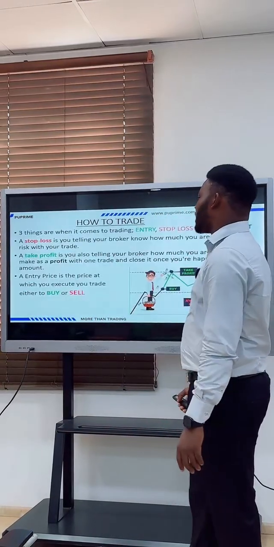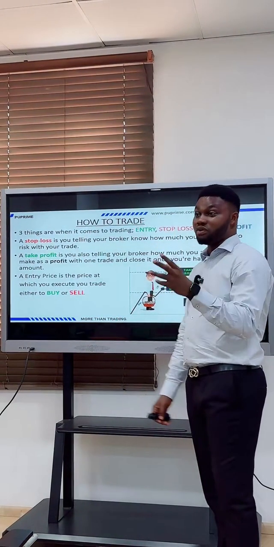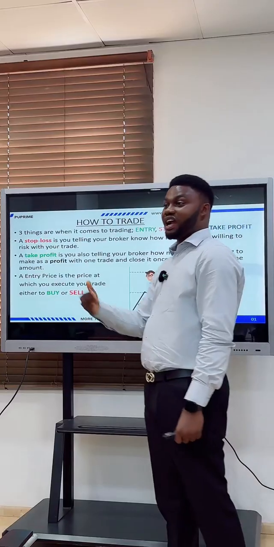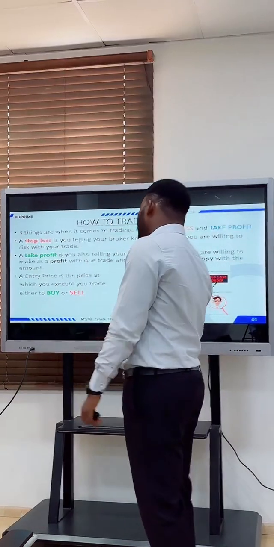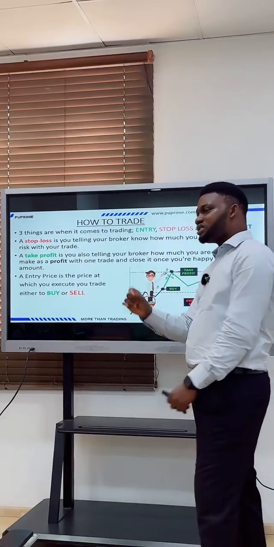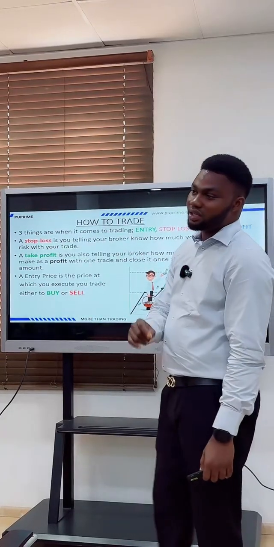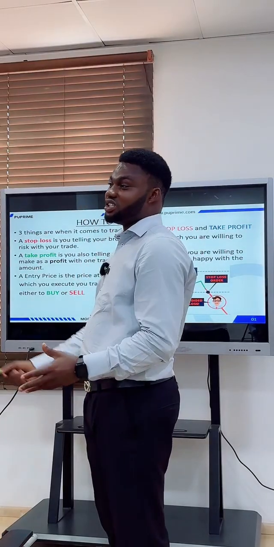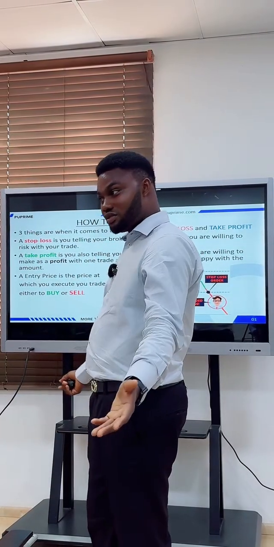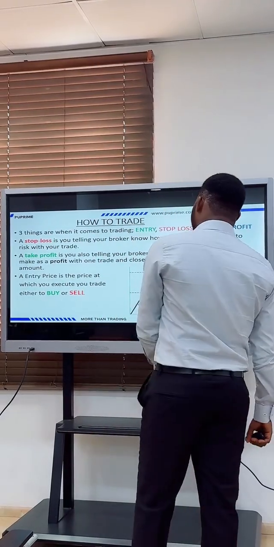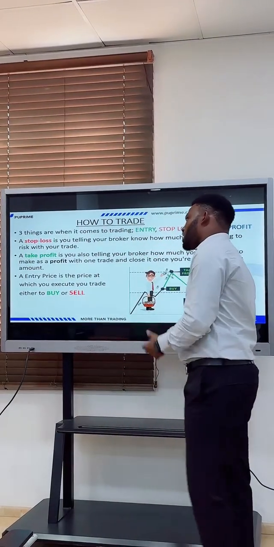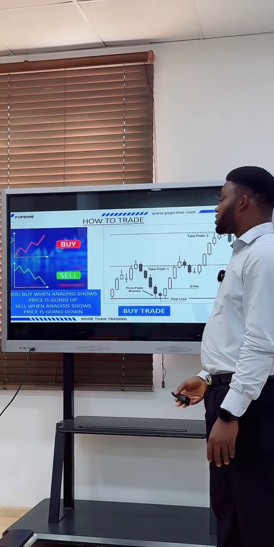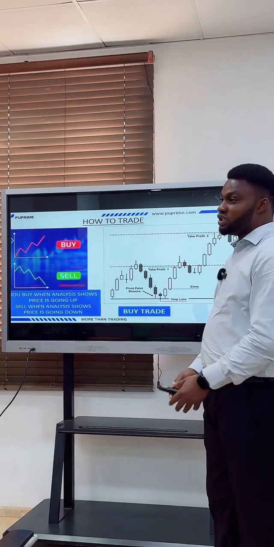So I think now stop loss is how much I'm willing to risk in a trade. Take profit is the amount of profit I intend to make in a trade. And my entry is the point at which I'm executing either a buy or a sell. Whether you are buying or selling in trading, you are making money. But it's advisable that we are very careful with how we trade so that we do not run into unnecessary loss.